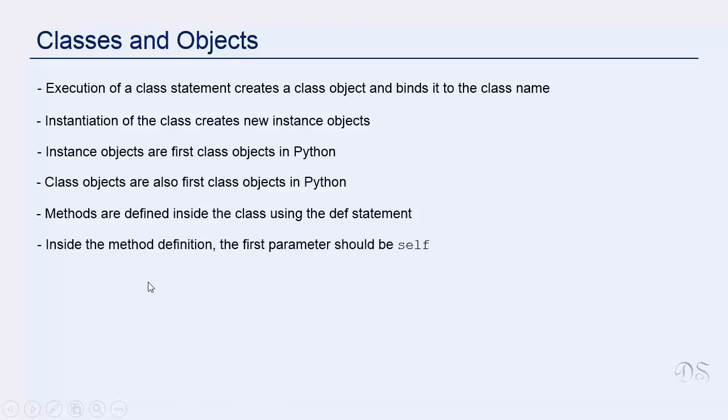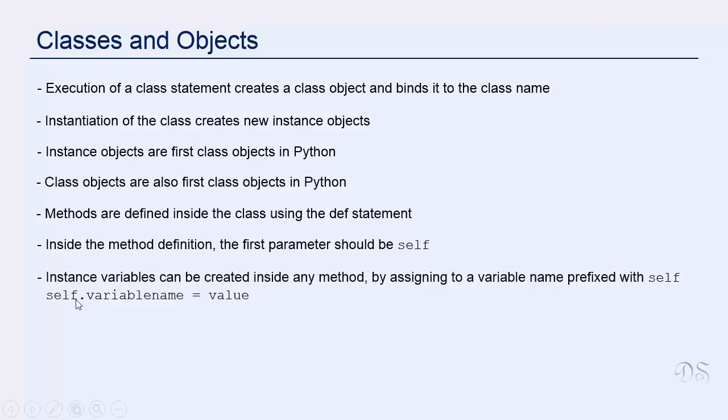Inside the method definition, the first parameter should be self. You don't have to provide any argument for self while calling the method. Python will automatically assign the instance object that calls the method to this parameter self. This parameter is always required so that we can access the instance variables and methods of an instance object from within the class.